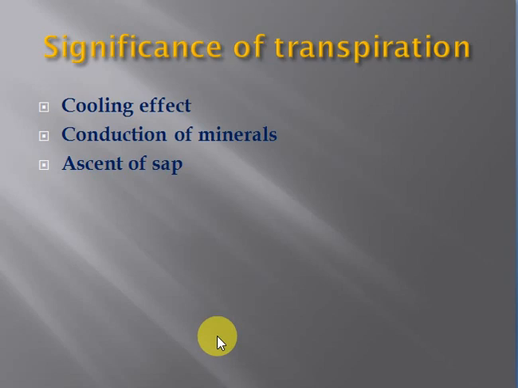There are three types of significance given. The first one, cooling effect. Second one, conduction of minerals. And third one, ascent of sap. And one more point is also given here, the disadvantage of transpiration. That means the loss of energy. While transferring the water and minerals and lifting these materials from the higher concentration to the lower concentration, the plant loses a huge amount of energy. This is the main disadvantage of transpiration for the plant.